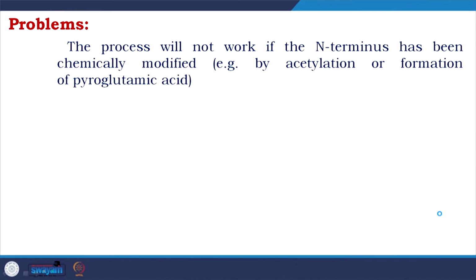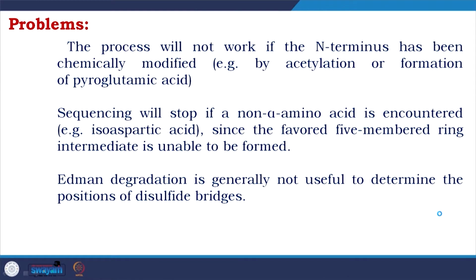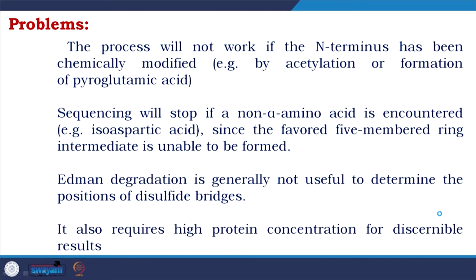This process will not work if the N terminus has been chemically modified, for example, acetylated or pyroglutamic acid is there, any modification. Sequencing will stop if a non-alpha amino acid is encountered, like isoaspartic acid, since the favored 5-membered ring intermediate, which is essential for this reaction to go on, is unable to be formed. Edman degradation is generally not useful to determine the position of disulfide bridges. Also, it requires high protein concentration.